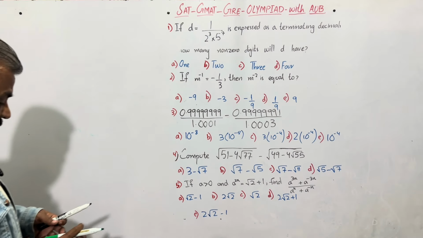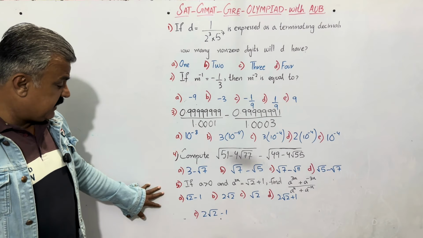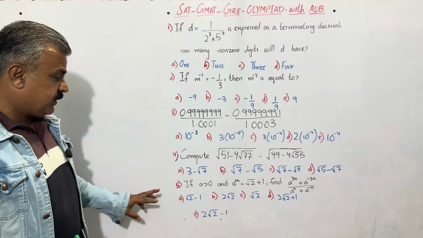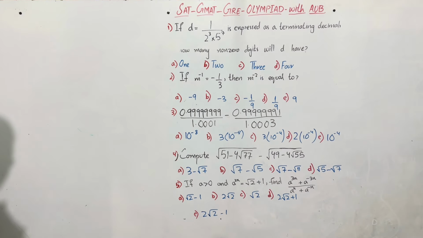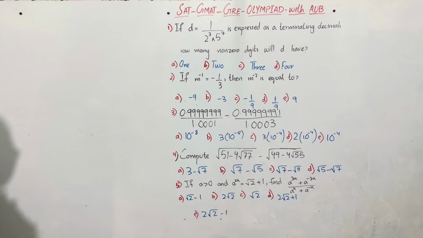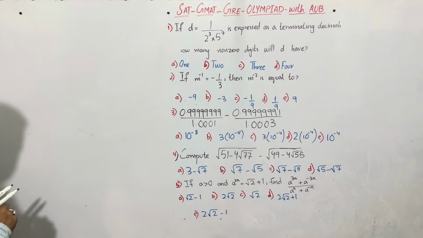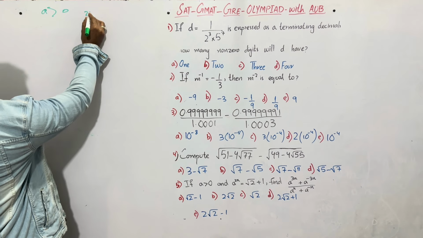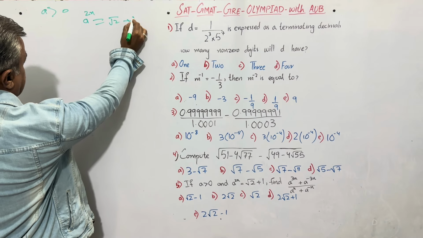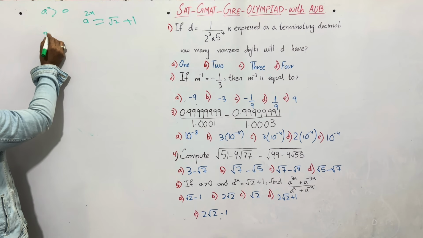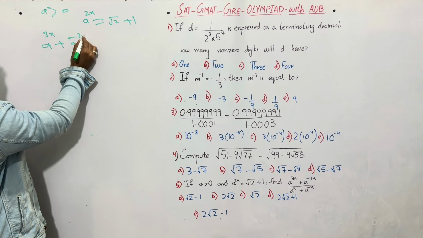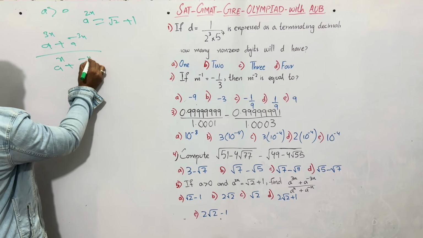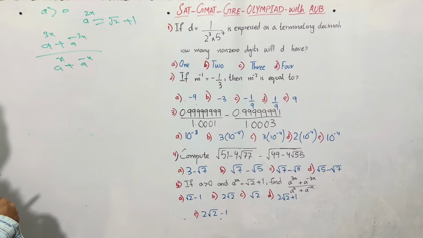What's next question? It reads as: if a is greater than 0, if a is positive, and a raised 2x is equal to under root 2 plus 1, find the value of a raised 3x plus a raised minus 3x divided by a raised x plus a raised minus x. We have some conditions. A is positive and a raised 2x is equal to under root 2 plus 1.